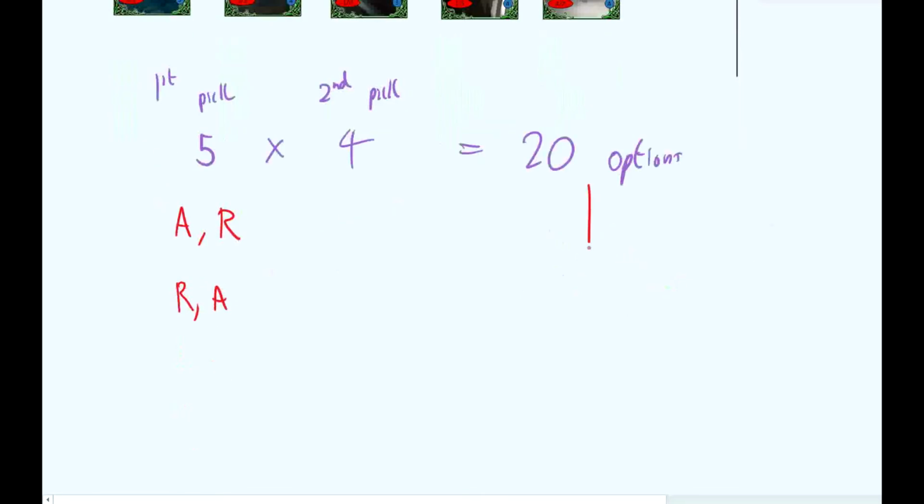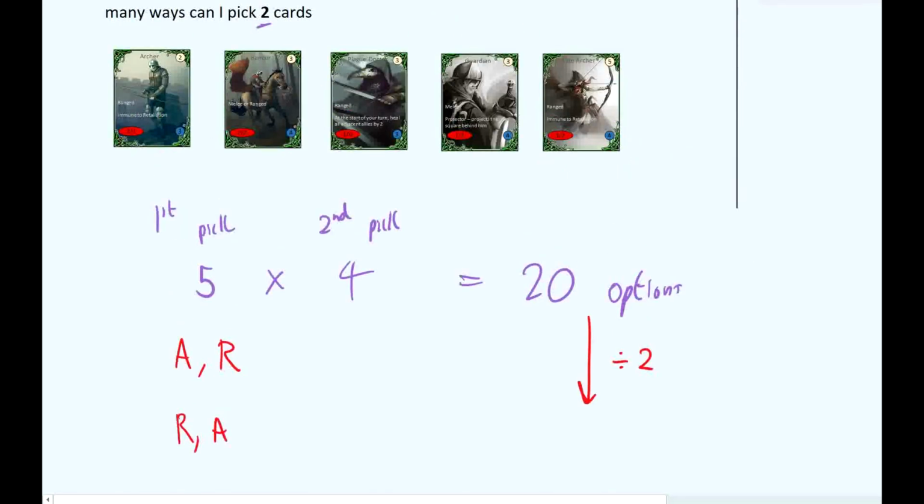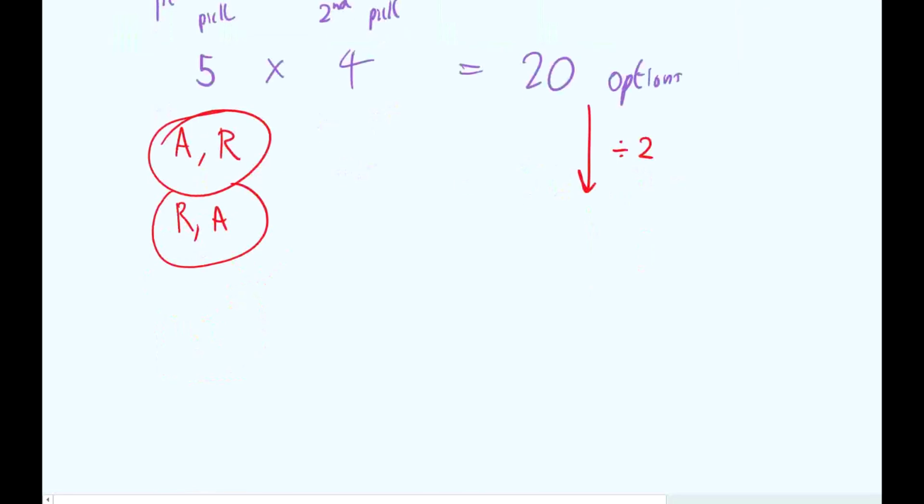So what we need to do is divide the whole thing by 2. I'll explain why in a second. But the basic reason is, for every combination we have a mirror of it, which means we double counted, so we need to halve our number of options. So we actually have 10 options for different pairs of cards.